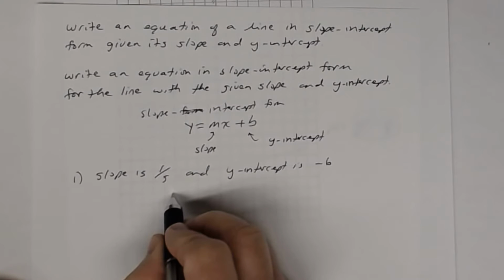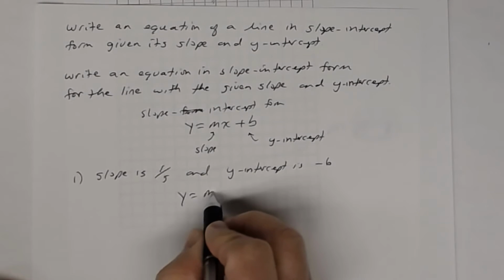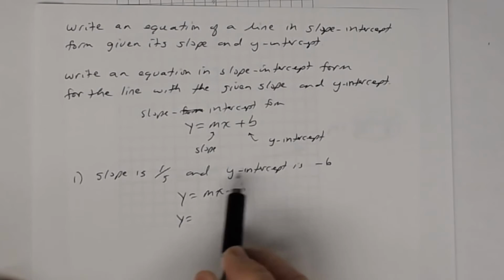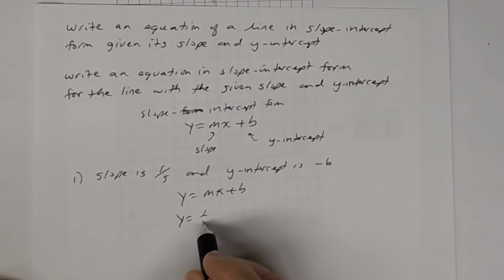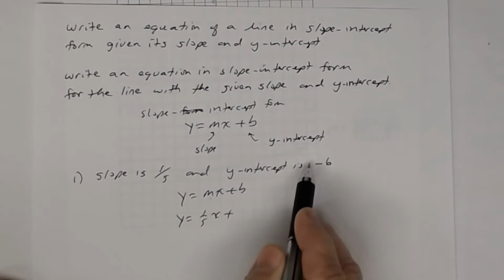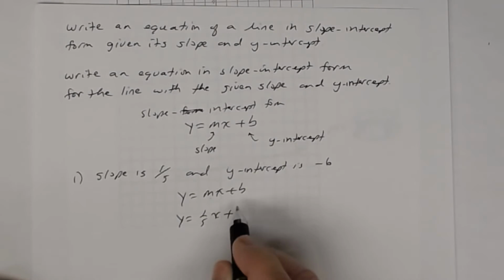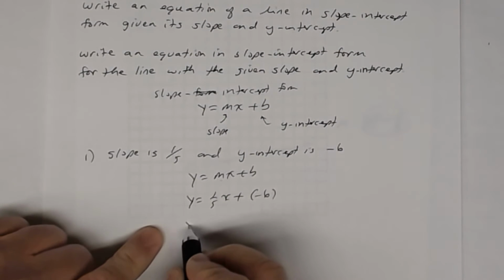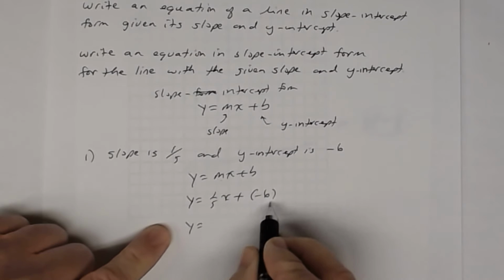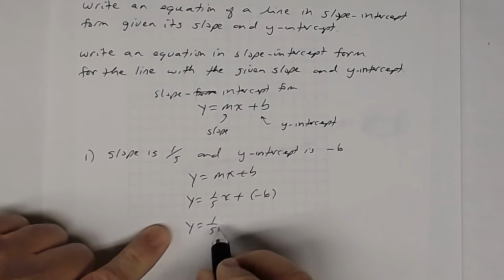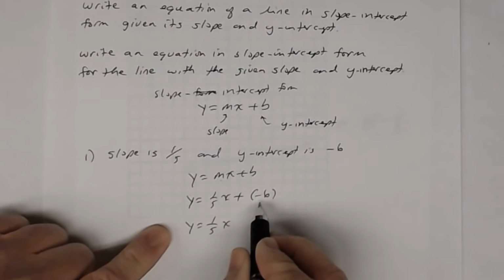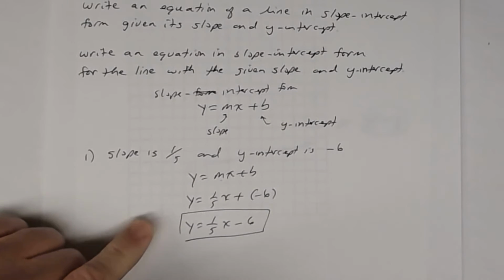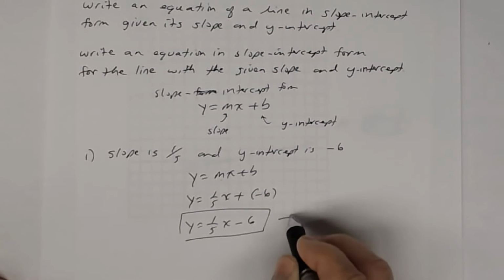So watch how simple this is. y equals mx plus b. So y equals, the slope is given, which is 1/5. So you're going to say 1/5 x plus, and then b is your y-intercept, so that's -6. But don't leave it like this. We expect you to know that plus -6 means the same thing as subtracting 6. And there's your answer. That is the equation of the line in slope-intercept form.